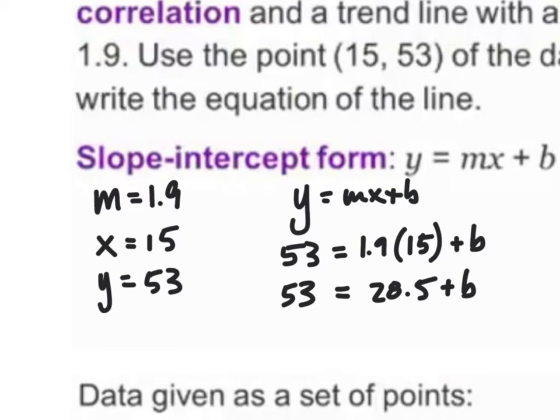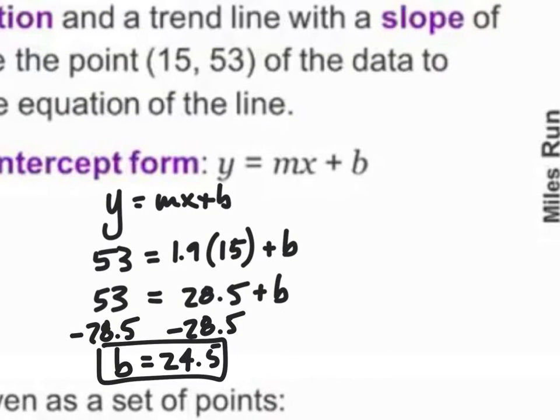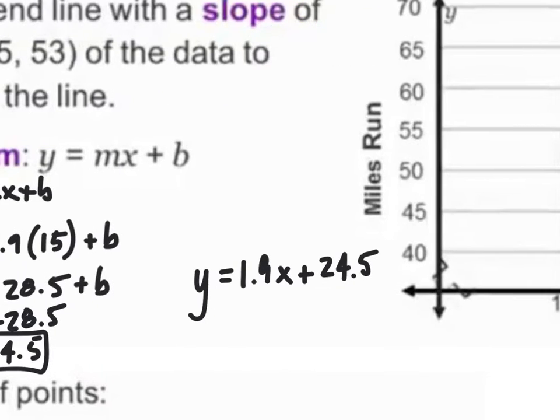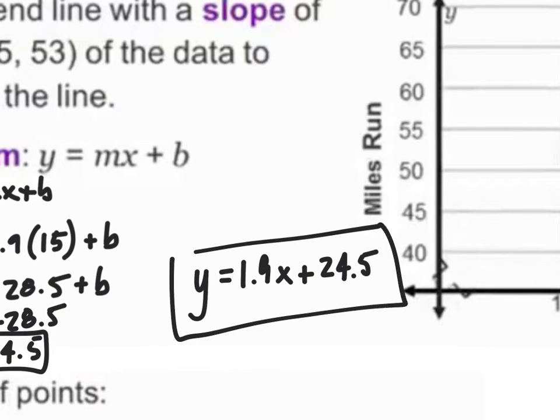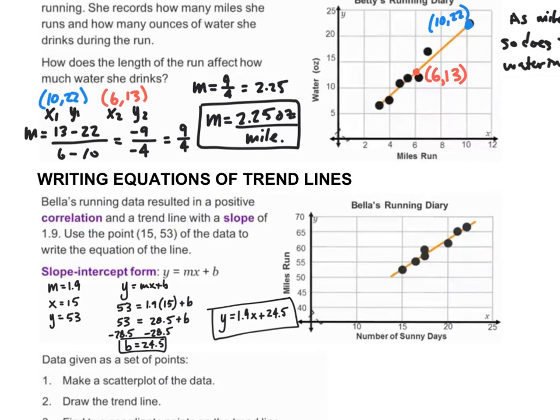Let me do that. Make sure you guys are writing small, there's not a ton of room in here. So minus 28.5. 53 minus 28.5 gives us 24.5, so b is equal to 24.5. Our equation for our trend line is going to be y equals 1.9x plus 24.5. That is the equation of our trend line.